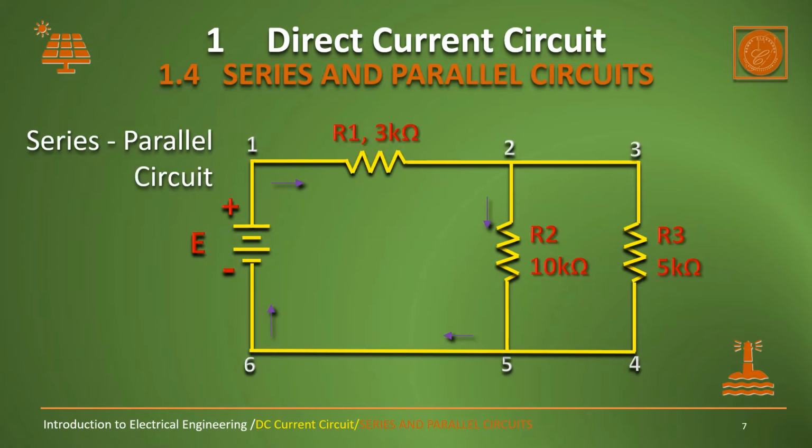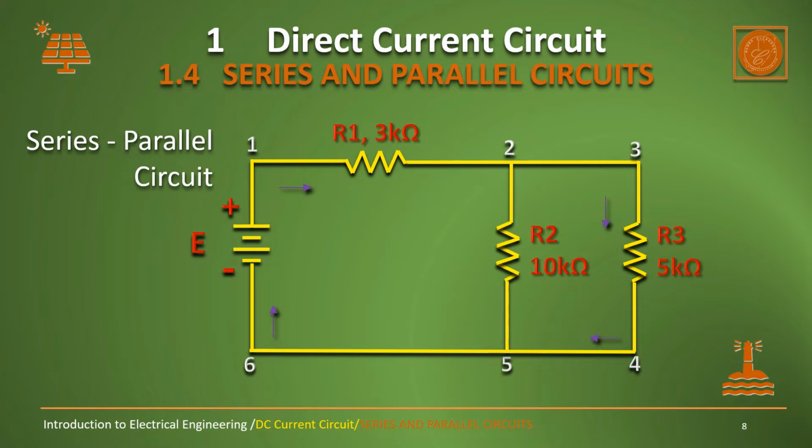We can have circuits that are a combination of series and parallel. In this circuit, we have two loops for current to flow through. One is from point 1 to point 2 through the resistor R1, and from 2 to 5 through resistor R2, and from 5 to 6, and from 6 back to number 1. This is one loop. The current comes from here, goes like this, and makes a loop here.